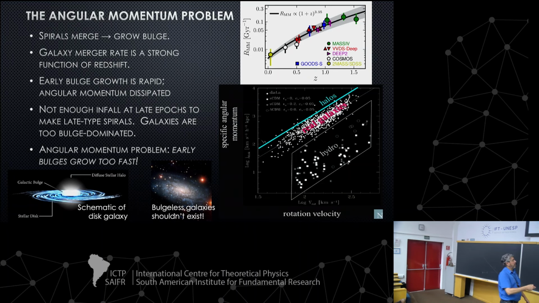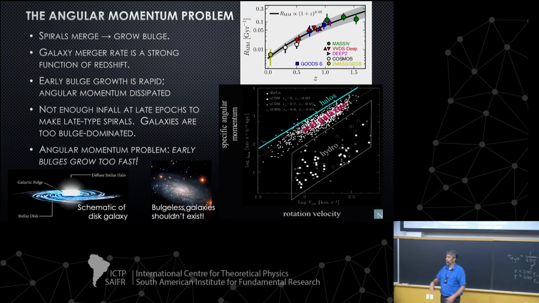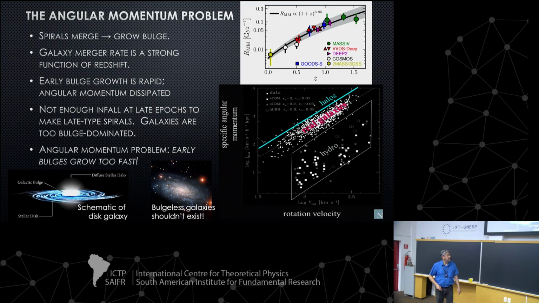So this can also be illustrated in simulations. This, for instance, shows the specific angular momentum versus the rotation velocity for disk galaxies. This is what you get for halos. This is this lambda parameter, right? This is what real galaxies look like. They're pretty close to the halos. So galaxies have mostly conserved their specific angular momentum when coming down. This is what you get when you run full hydro simulations with mergers and everything like that. So this is why it's called the angular momentum problem. Okay.